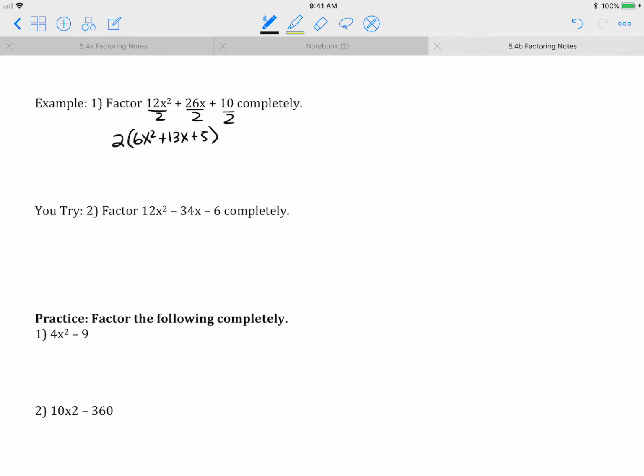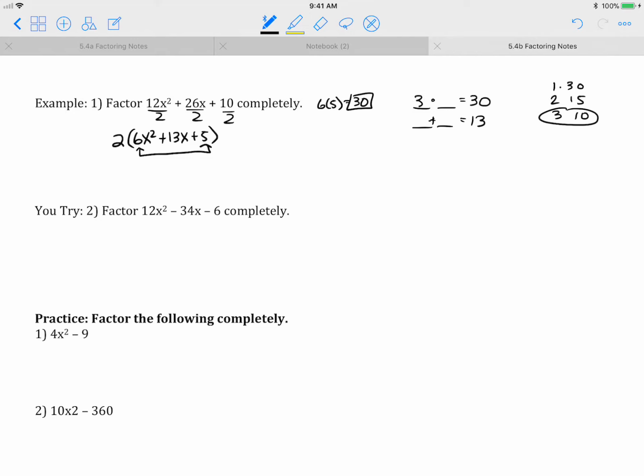I'm going to multiply a times c, and when I do so, I get 30. So that is my AC. Now I'm looking for two numbers that will multiply to give me 30, but will add to give me 13. So let's start listing out our factors of 30. We've got 1 and 30. We've got 2 and 15. We've got 3 and 10. Oh, there's my winner, 3 and 10.